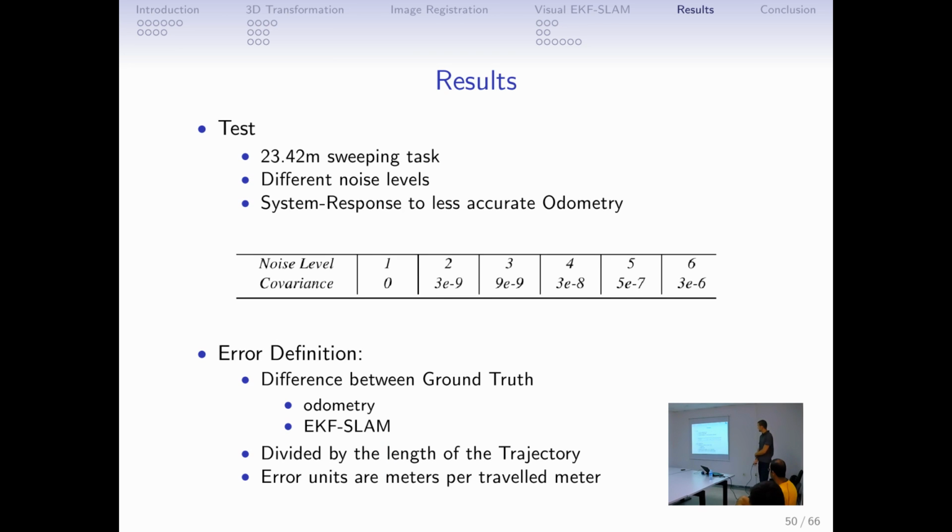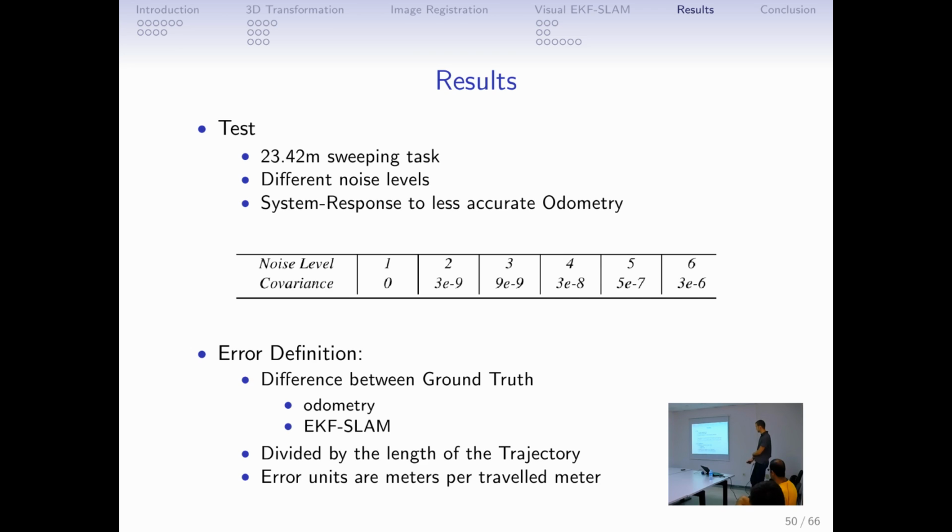So the test was a 23-meter sweeping task with different noise levels. Why different noise levels? Because we want to see how the system will react to highly corrupted or to less corrupted odometry. We are starting with a noise level of 0, or 1, with a covariance of 0. So we are taking the visual odometry as it is, and going up to a noise level of 6, and the visual odometry is more or less not usable with this covariance.